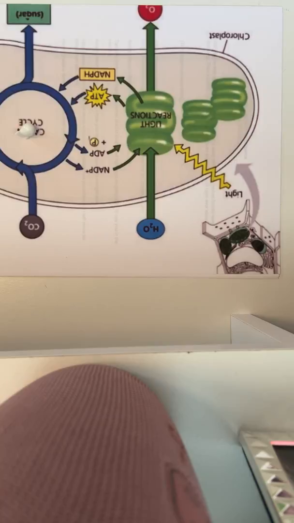RuBP collects CO2. Once collected, the carbon dioxide is taken through a series of enzymes. The NADPH and ATP get collected into the three-carbon sugar called G3P. This happens again. The final steps of the Calvin cycle are to add them together and create glucose.